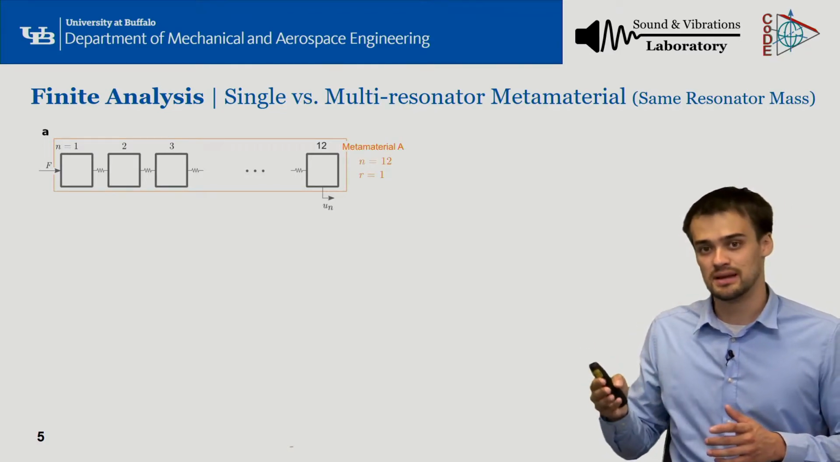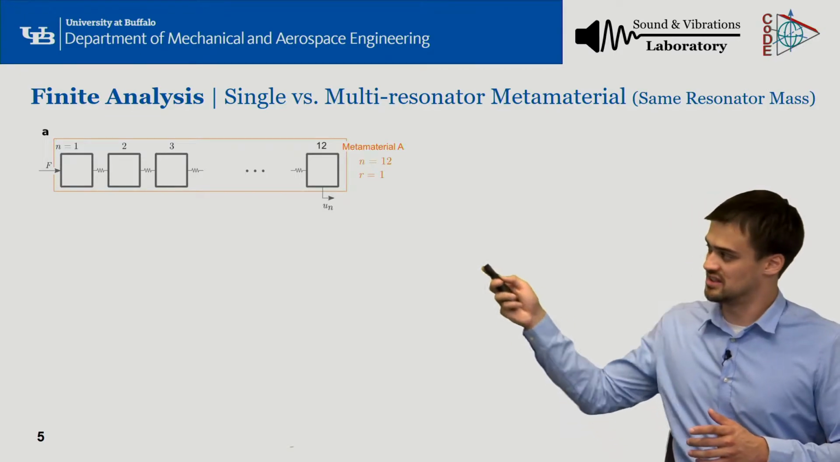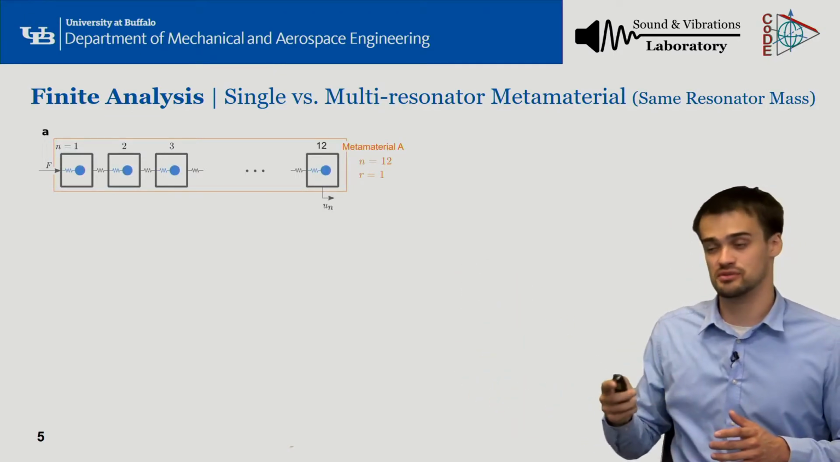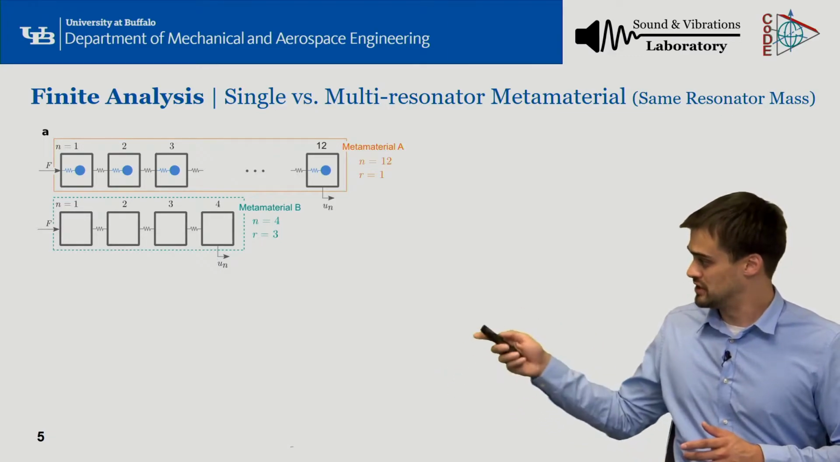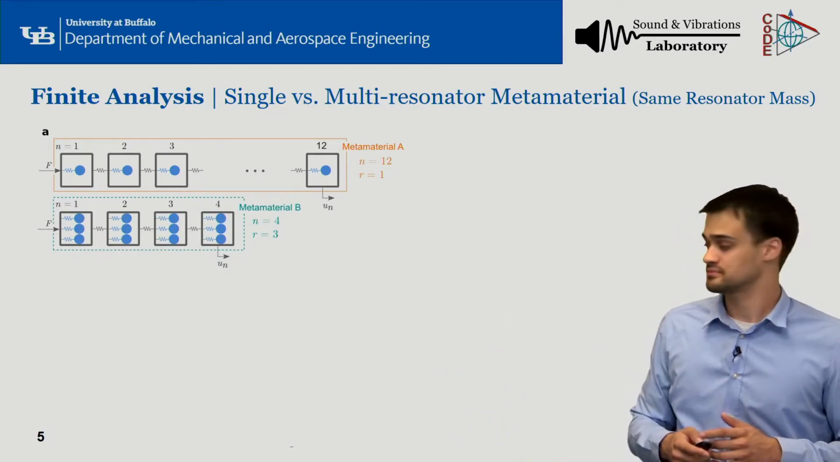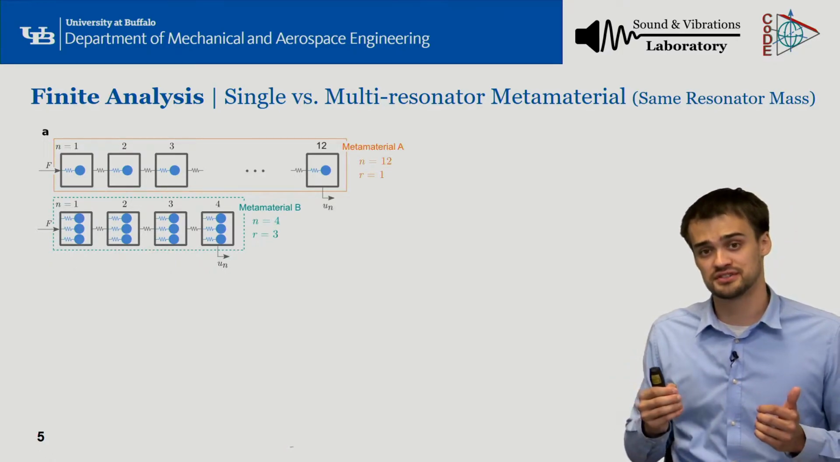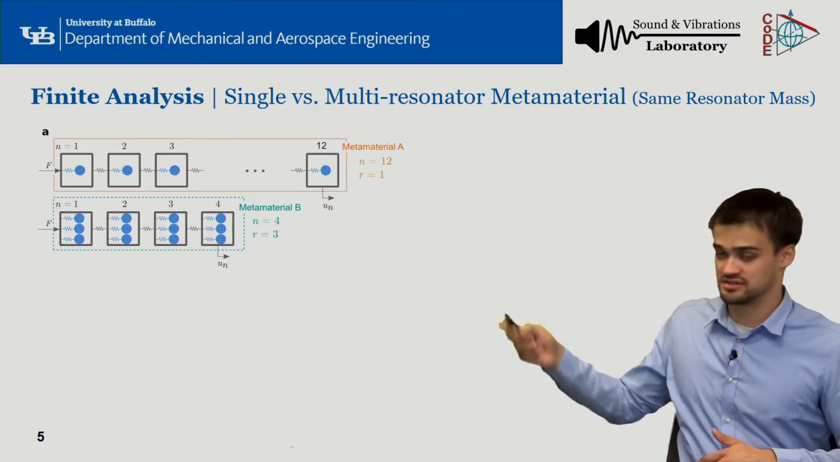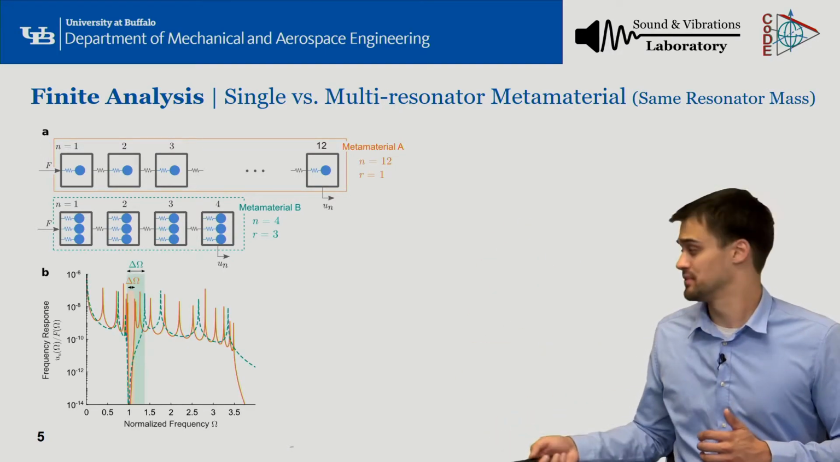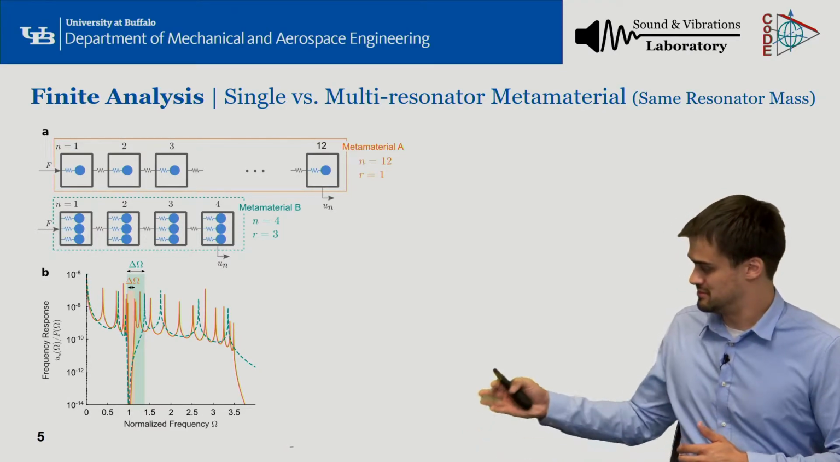For this reason, let me introduce to you metamaterial A with 12 unit cells where each cell houses one resonator, and metamaterial B with 4 unit cells where each unit cell houses 3 in parallel stacked resonators. It should be mentioned that all resonators have the same parameters and that the total resonator mass is the same in both metamaterials. Let's look at the frequency response. At first glance, it seems metamaterial B has a wider bandgap than metamaterial A.